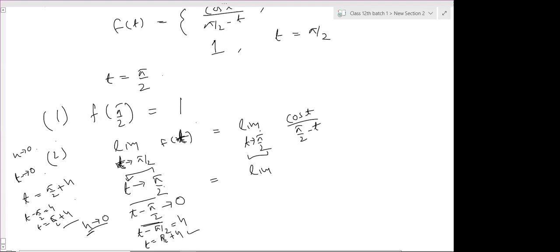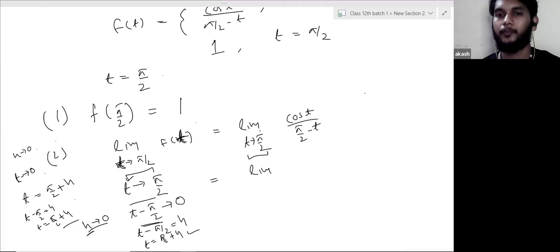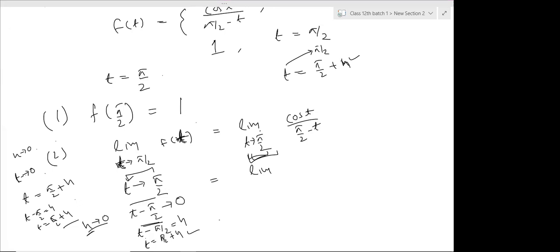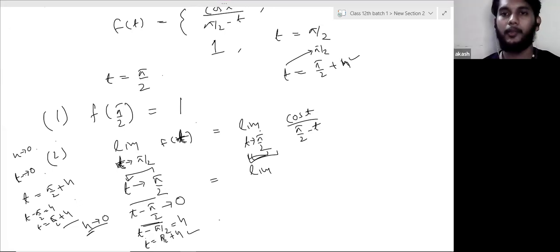So we have to replace t equals pi by 2 plus h. If we are replacing the value of t, then we have to change the limit also. So when t is tending to pi by 2, what will be the value of h? When t is tending towards pi by 2, then h will tend towards 0, not 1, because when t is almost equal to pi by 2, h is negligible, that is 0. All right.